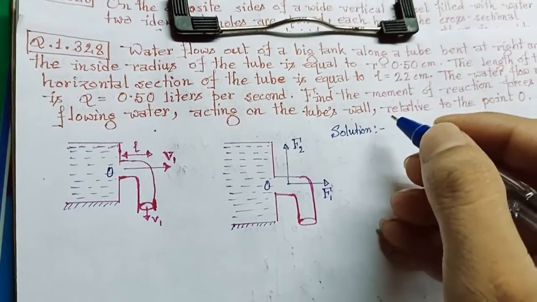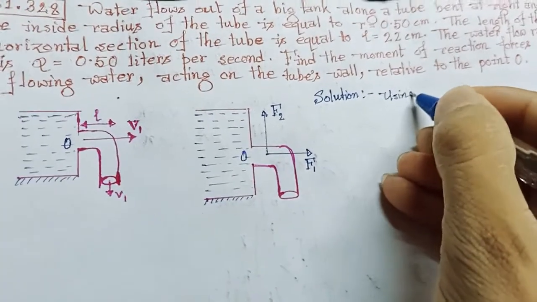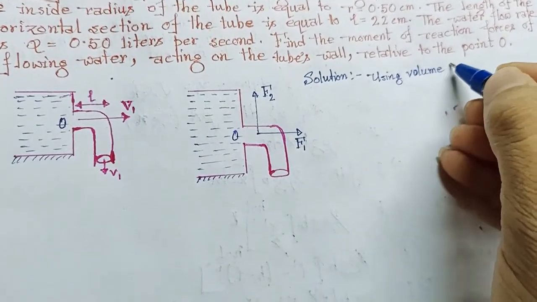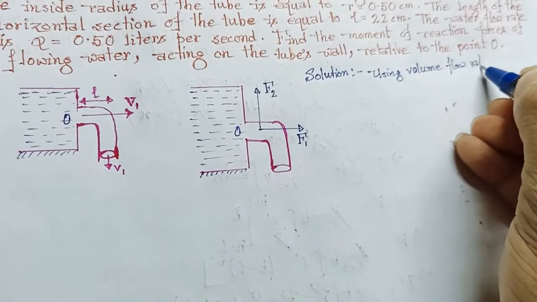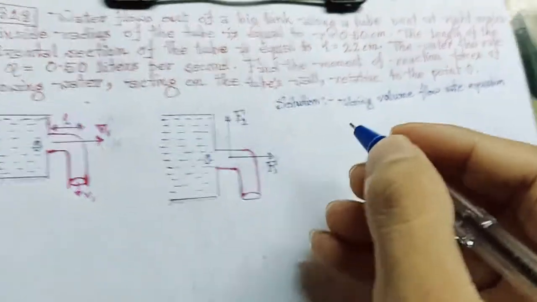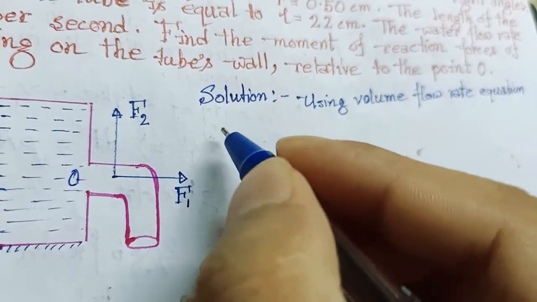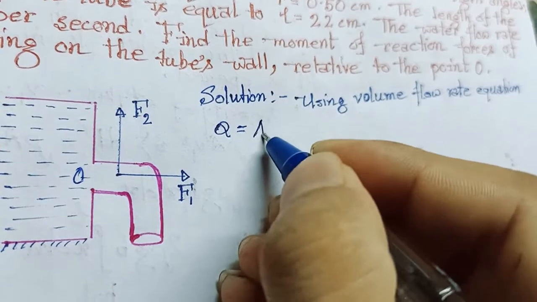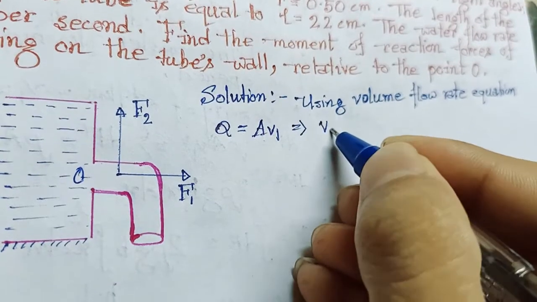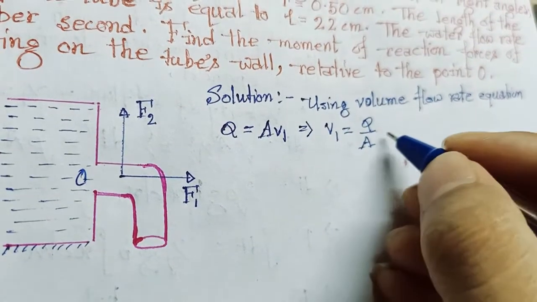From this figure, using the volume flow rate equation, which gives us Q equal to A V1, from this equation we can get V1 equal to Q divided by A. This is our equation number 1.